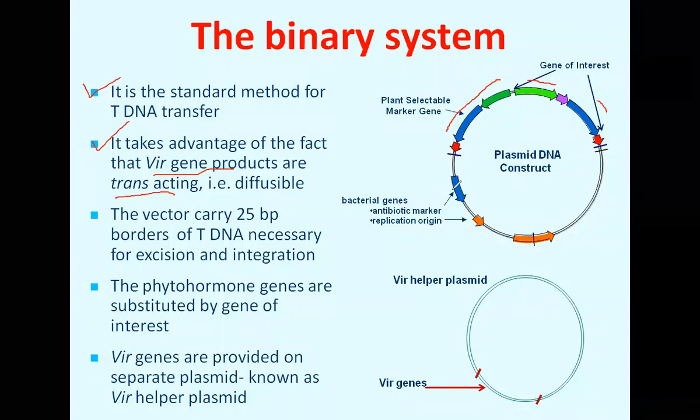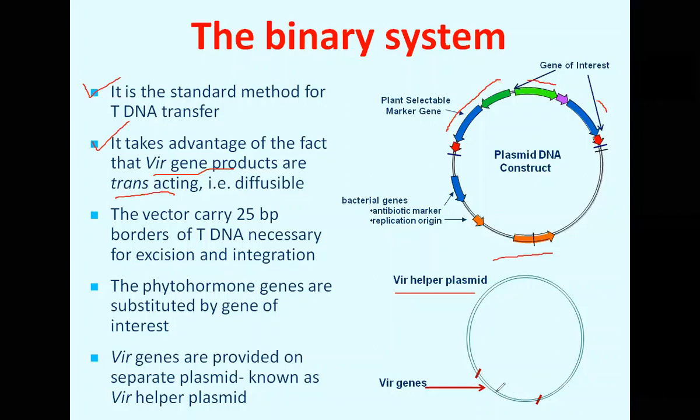And then in addition, you have genes which will confer resistance against a particular antibiotic, so you call it a bacteria selectable marker, and then the origin of replication. Okay, so this is one plasmid, and then you have Vir genes located on a different plasmid. This Vir helper plasmid doesn't have the tDNA, it doesn't have any other thing except for those group of genes called Vir genes.